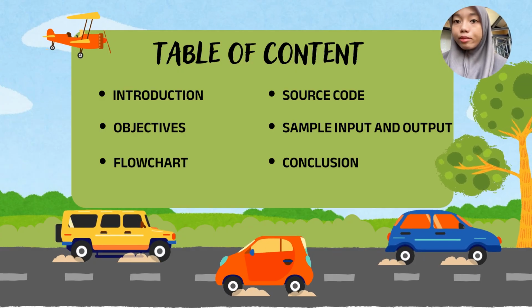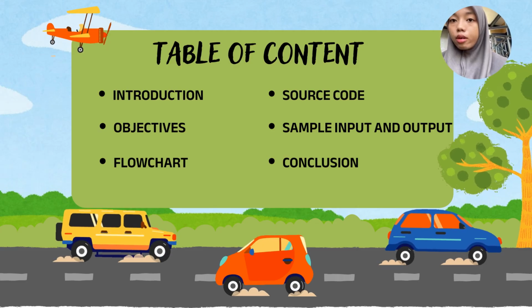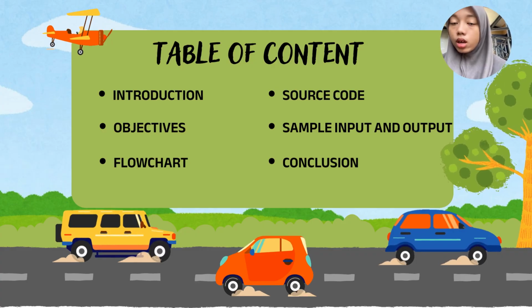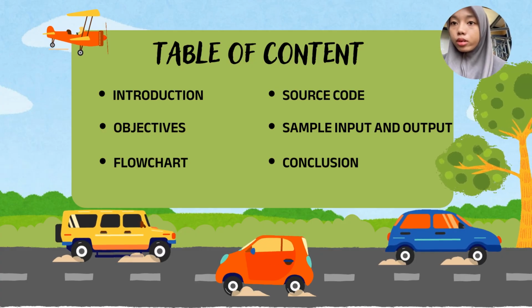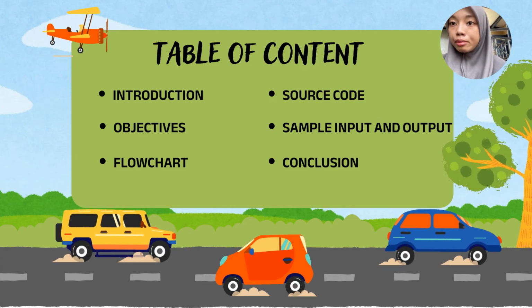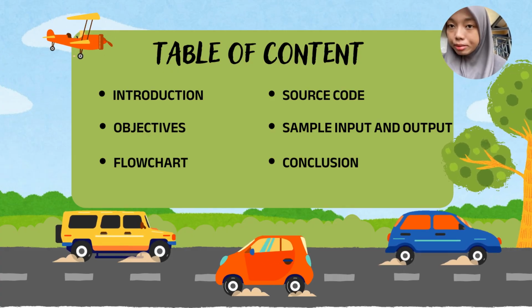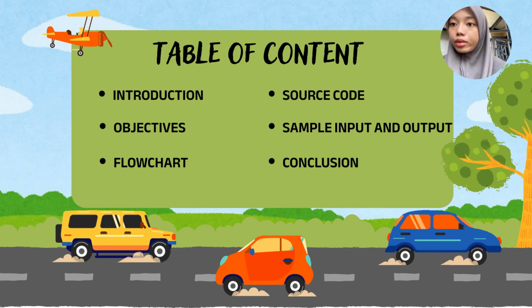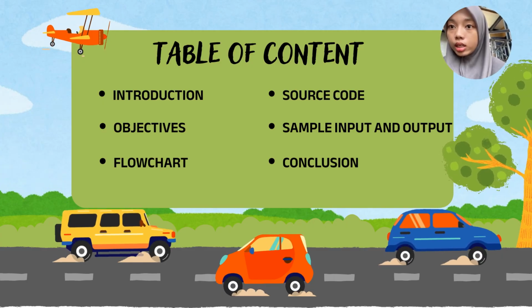Okay, so I will briefly explain the structure of our presentation based on the table of contents shown on this slide. First, we will start with the introduction, where we will explain the background and overview of our Smart Parking Management System. Second, we will move on to the objectives, which highlight the main goals and purposes of developing the system. Then we will present the flowchart to show how the system works step by step, from vehicle entry until parking allocation.